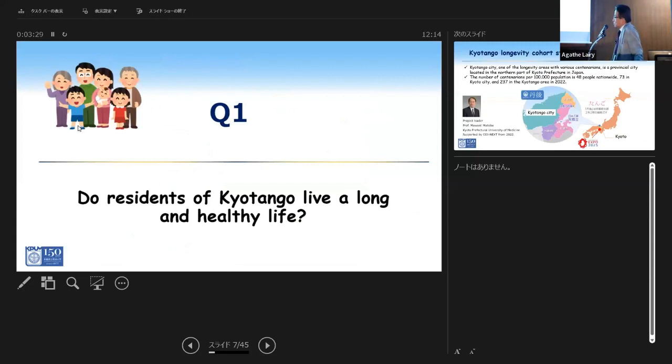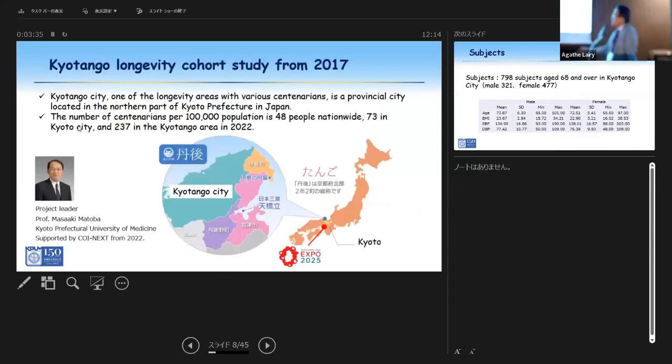Okay, this is the first question. Do residents of Kyotango live a long and healthy life? Kyotango is located in the northern part of Kyoto.